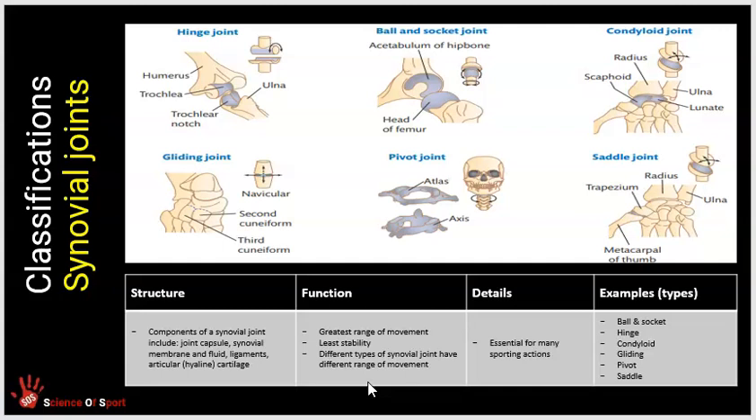Compared to the other 2, and particularly compared to fibrous, they're much less stable. And one thing perhaps it's good to recognize early on is that stability and range of movement are inversely proportional. Where you have greater range of movement, you often have less stability, and vice versa. So again, there are different types of joint which we'll look at in a moment. And these are just essential for so many of the sporting actions and skills that we perform. There are the different types. Again, you'll recognize these, but we'll look at those in video 2.